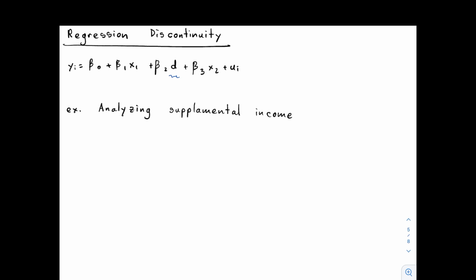And so if we look at individuals who are just below the cutoff and just above the cutoff, any difference in their employment numbers would play out in terms of the value of the beta 2 coefficient. And that beta 2 coefficient would then be a measure of how much people are or are not disincentivized from working if such a program would be implemented.